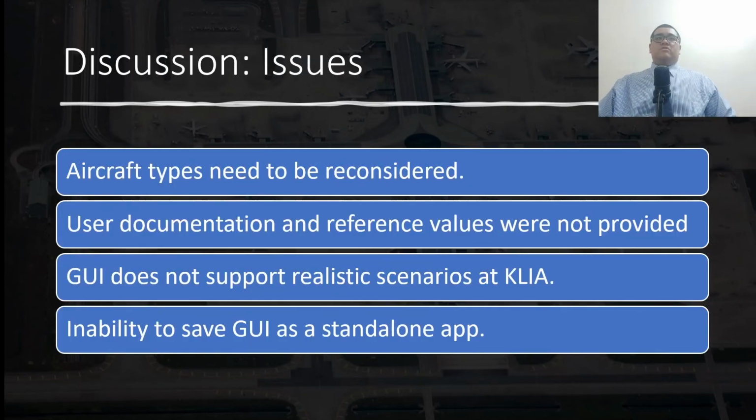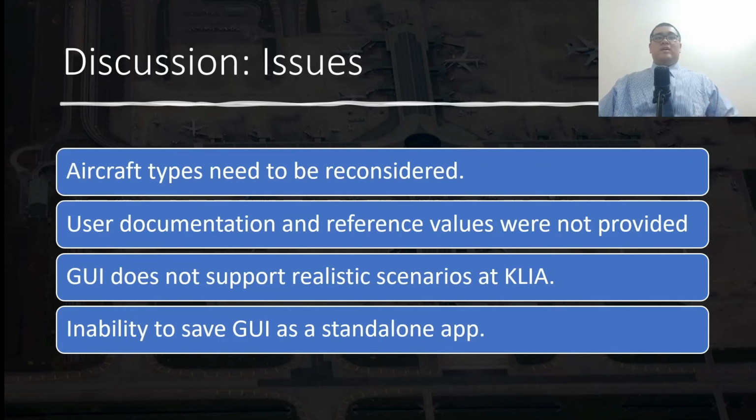However, there were some issues. Firstly, the aircraft types need to be reconsidered because, as stated earlier, small aircraft rarely operate in KLIA. Secondly, user documentation and reference values were not provided, so this should be provided to assist the user.